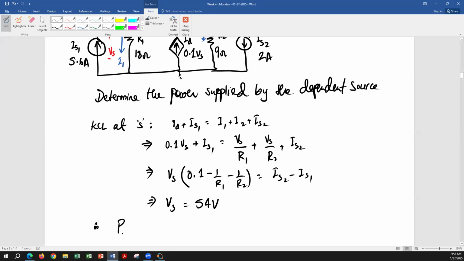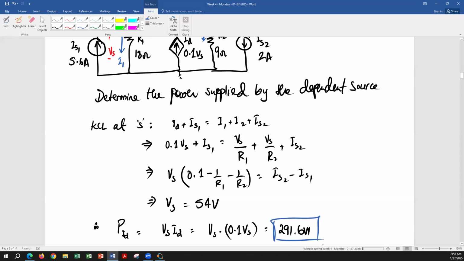Therefore, power ID, which is equal to Vs times ID, is 291.6 watt. Yes.